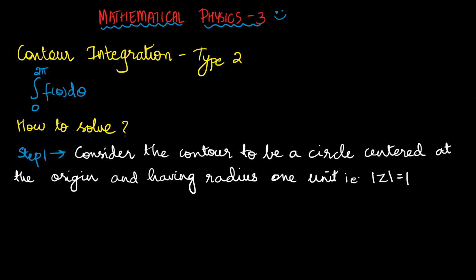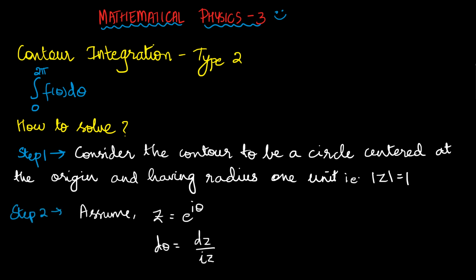So the first assumption is to consider the contour to be a circle centered at the origin with unit radius. We do this because we don't have any information given on our contour. If we are going to change this to a closed contour, we need to have some information about our contour. So we are going to assume this to be a circle centered at the origin with unit radius.